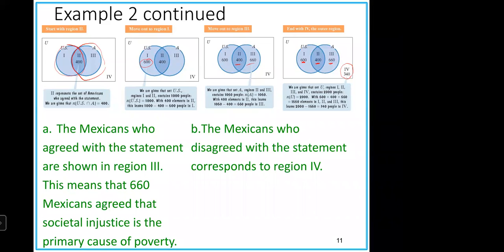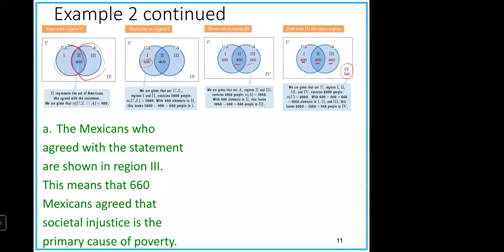And so that's 660. And the second part asks the Americans who disagreed with the statement. So again, circle US is only for persons identified as Americans. Everything outside of that would be Mexicans. So within this circle A, those persons agree. So outside of the circle would be the persons who disagree. And in this case, all the persons in that area would also be Mexicans because all the Americans fall in the circle marked US.